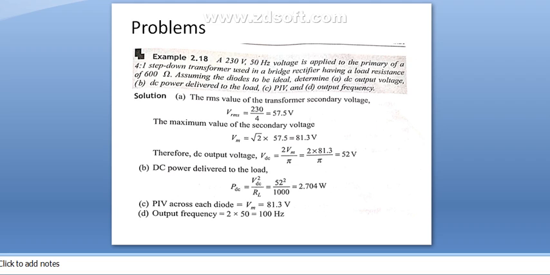So the peak inverse voltage across each diode, it is V maximum, that is equal to 81.3 volts, and the output frequency is 2F. So it is 2 into 50, that is equal to 100 Hz.